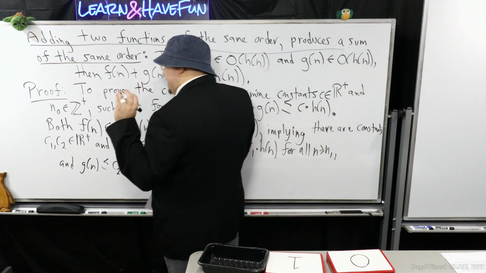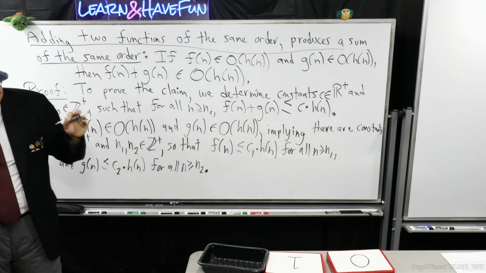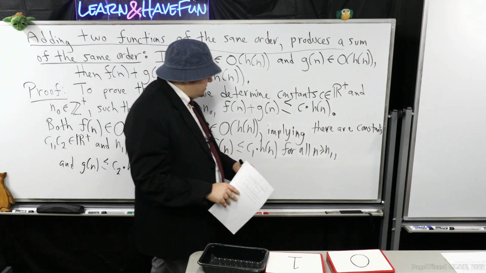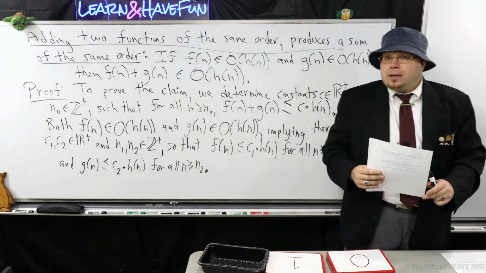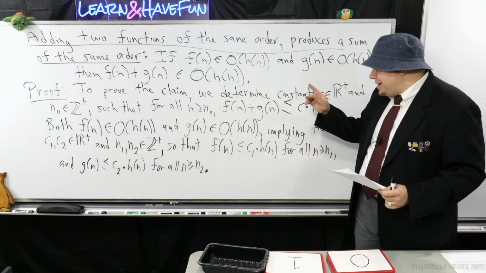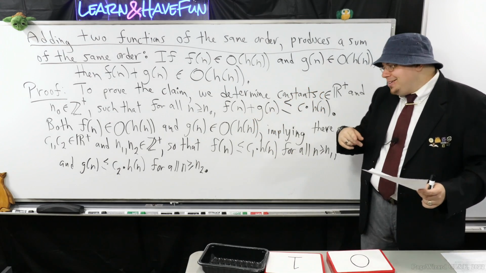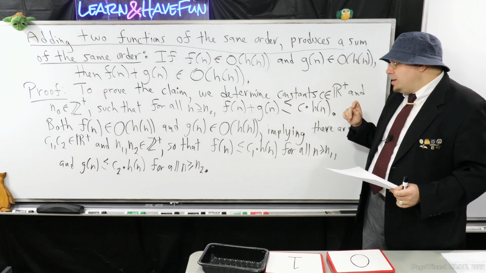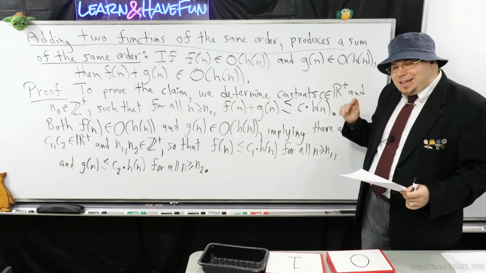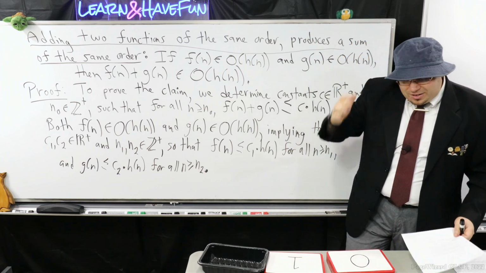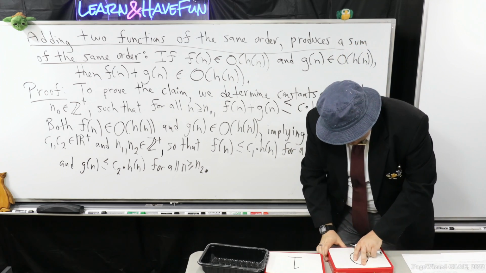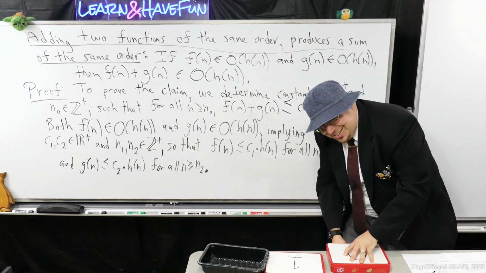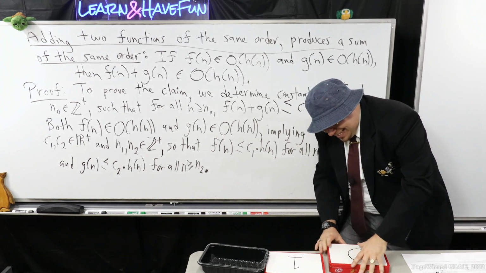So for sufficiently large values of integers, we have n1 and n2. For n1 and greater, you know that f of n is less than or equal to c1 times h of n. And we also know that for values n2 and greater, g of n is less than or equal to c2 times h of n. So the intuition behind the sum rule is that, suppose I take a function, I don't know, let me just, gotta get it out of here. It takes a lot of force. Let's get it out of here.